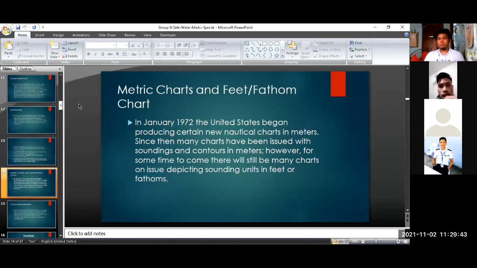So, this is the metric charts and fathom charts. In January 1972, the United States began producing certain new nautical charts in meters. Since then, many charts have been issued with soundings and contours in meters. However, for some time to come, there will still be many charts on issue depicting soundings in feet or fathoms. Next slide, please.